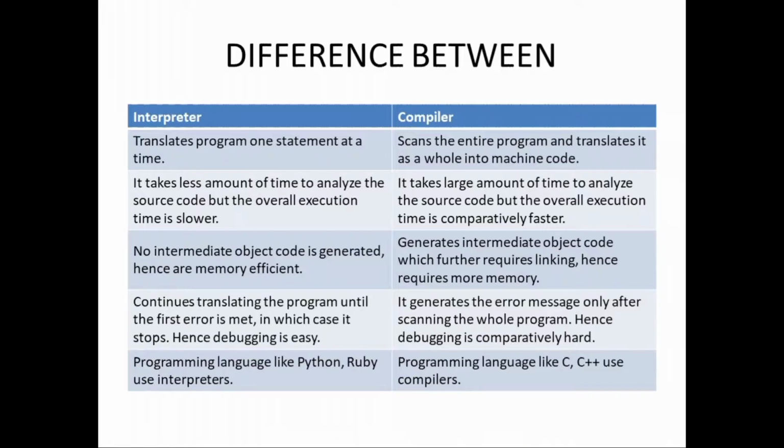Fourth point, interpreter continues translating the program until the first error is met, in which case it stops, hence debugging is easy. For compiler, it generates the error message only after scanning the whole program. Hence, debugging is comparatively hard.